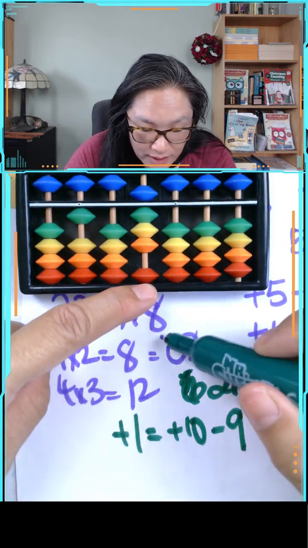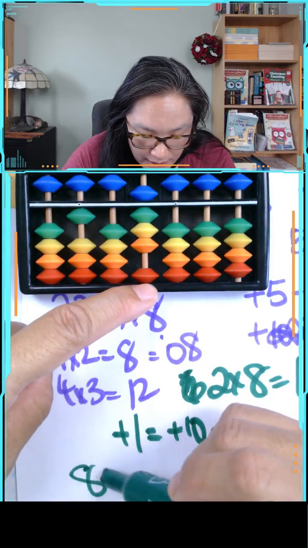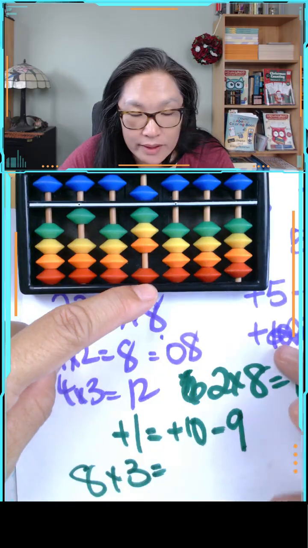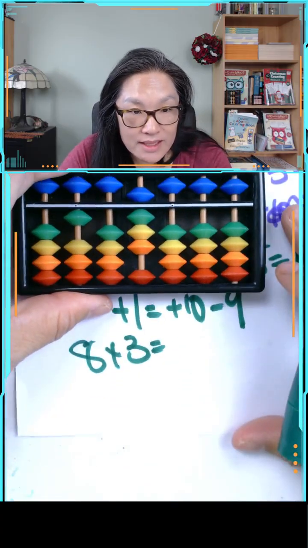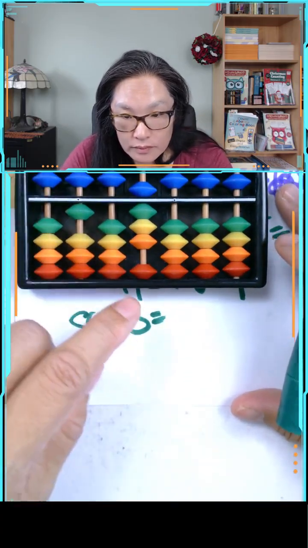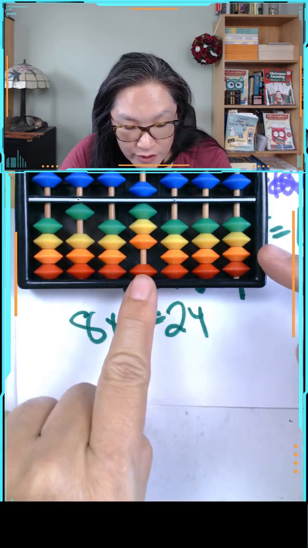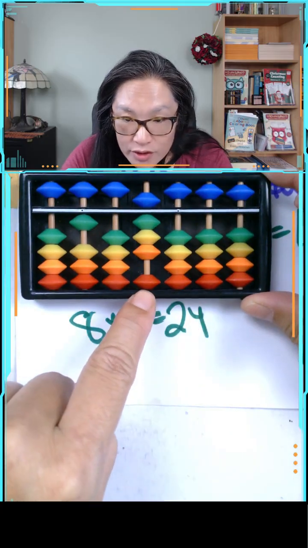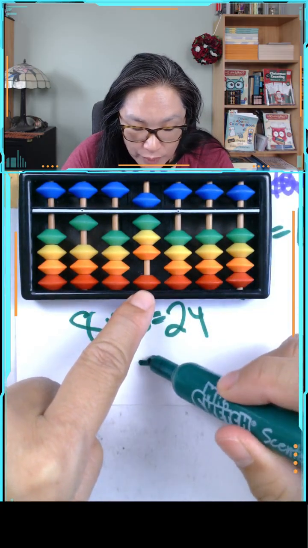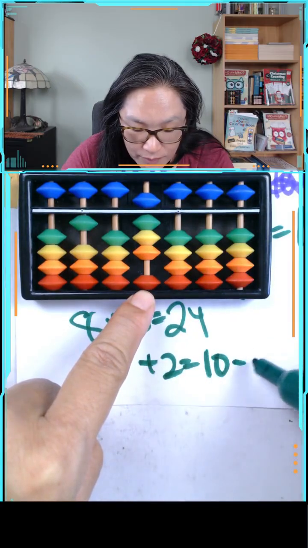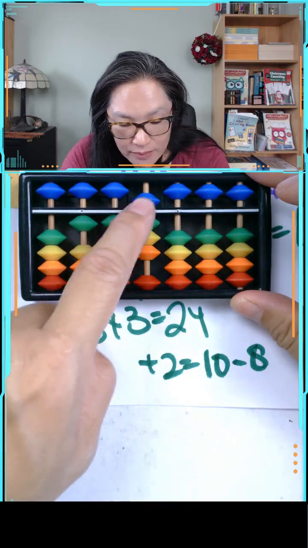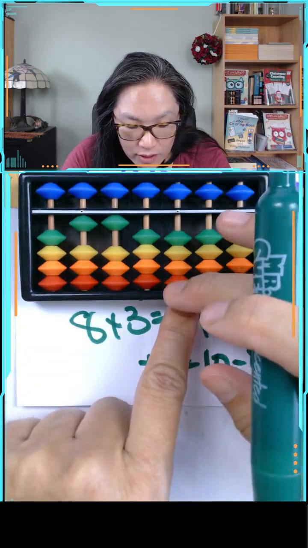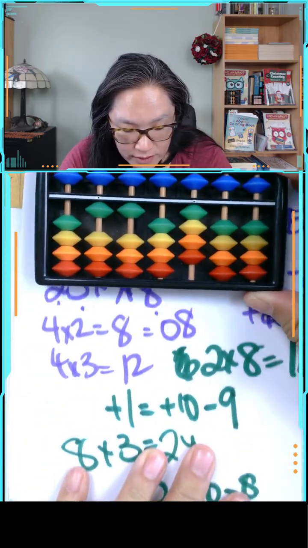And then what's the next one? 8 times 3. What's 8 times 3? 8 times 3 is 24. Add the 2, add the 4. Do you see that? How do you add the 2 here? Plus 2 is equal to plus the 10 minus the 8, and then plus the 4. So what's my final answer?